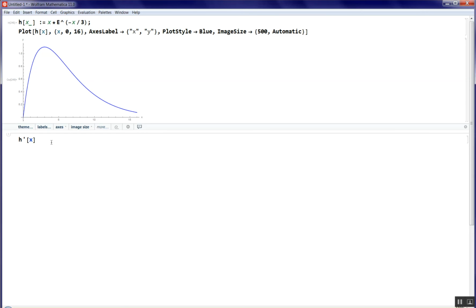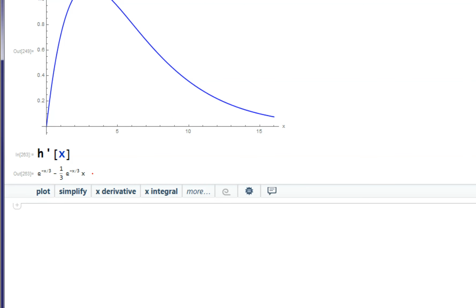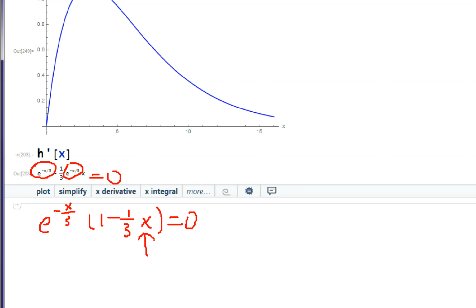Okay, how do we find where the maximum occurs? Usually you do this: set h prime to 0. That's how you find the critical value. So when I compute the h prime, this is what I have. If you set it to 0, you see this is a common factor, right? e to the negative x over 3. So move it out, and you are left with 1 minus 1/3 of x equals 0. And you can easily see that when x is 3, this is the critical point, and that's where the maximum occurs.